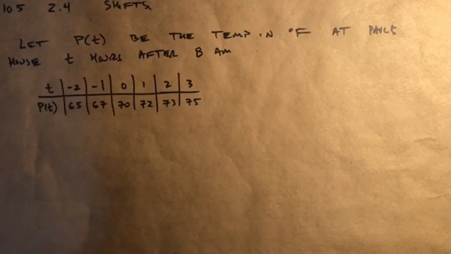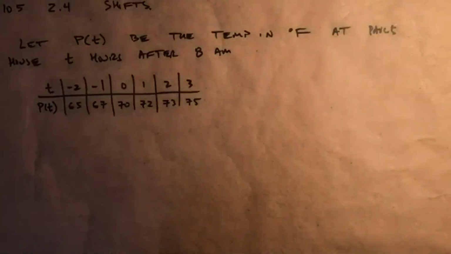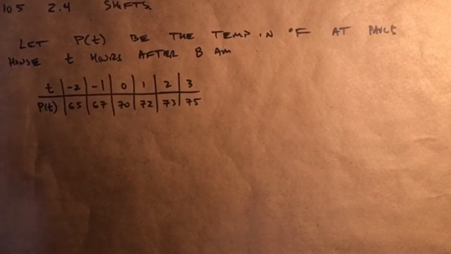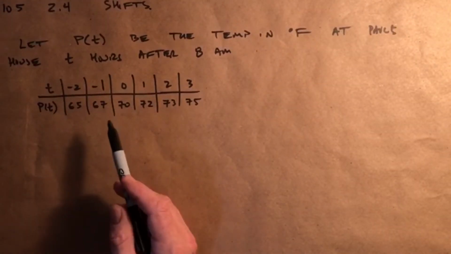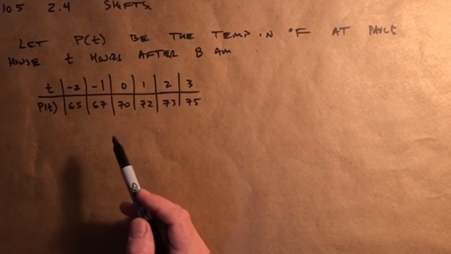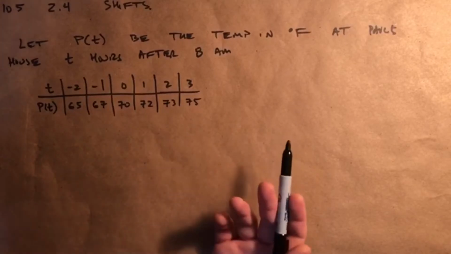All right, friends of mathematics, we're talking about Math 105, section 2.4, and we're going to talk about shifts very quickly today. So our problem has: let P of T be the temperature in degrees Fahrenheit at my house, T hours after 8 a.m. And what I've done here is I've given us a table.